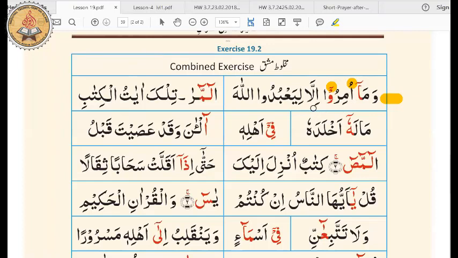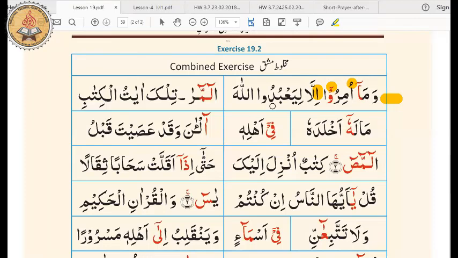Next one. Allah. So which stroke is this alif carrying? E. Yeah. So how do you read it? Illa liya bu. Yeah. Lau.